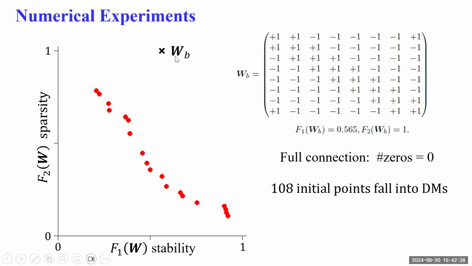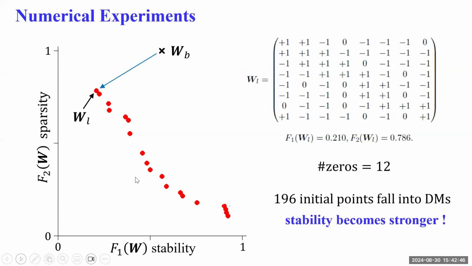This is the result. The first full binary connection is plotted here. The 108 initial points fall into DMs. The stability is median, and there is no sparsity. As the sparsity increases, we obtain this point. The number of zero elements is 12. In this case, 196 initial points fall into the desired memories. Stability becomes stronger.